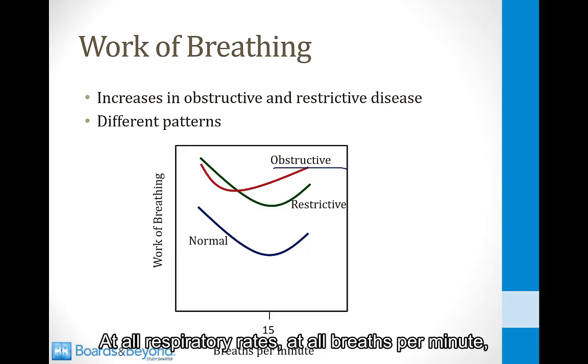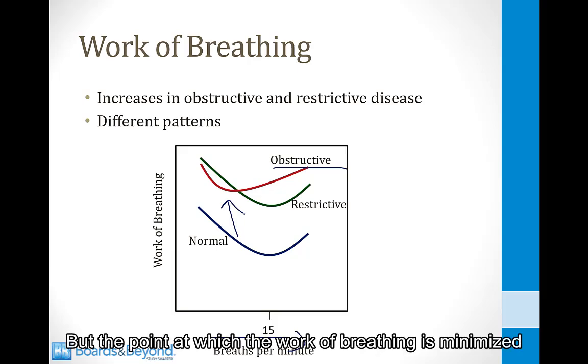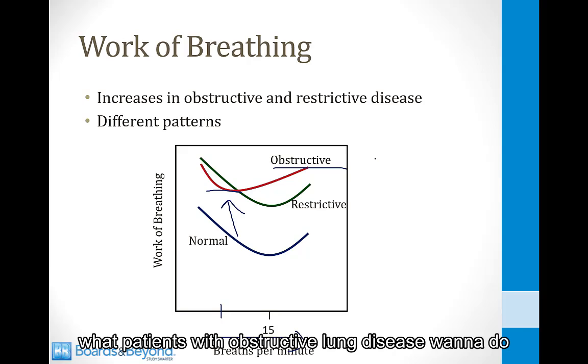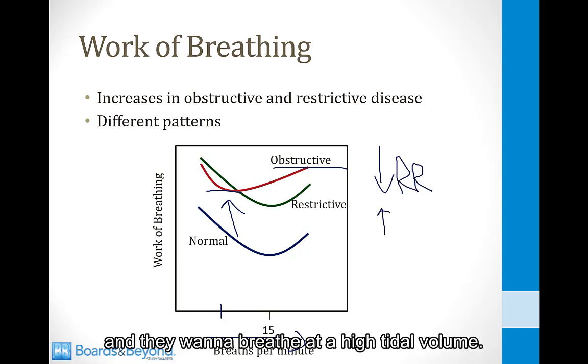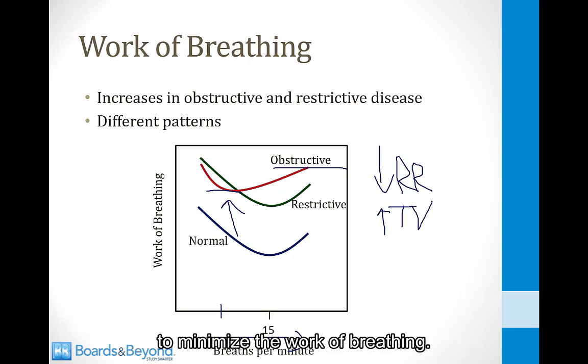And that's what's shown here on this slide. At all respiratory rates, at all breaths per minute, the work of breathing is higher for patients with obstructive disease. But the point at which the work of breathing is minimized occurs down here at a lower respiratory rate. To minimize work of breathing, what patients with obstructive lung disease want to do is breathe at a low respiratory rate, and they want to breathe at a high tidal volume. These patients like to breathe slow and deep to minimize the work of breathing.